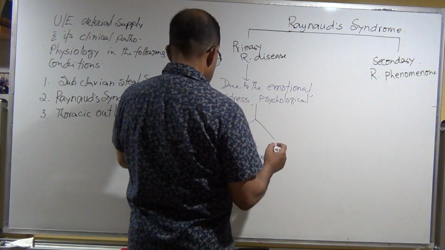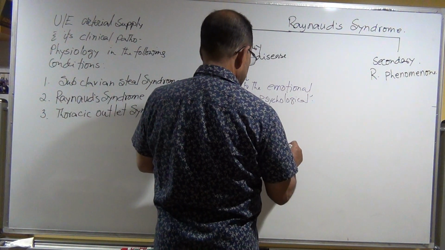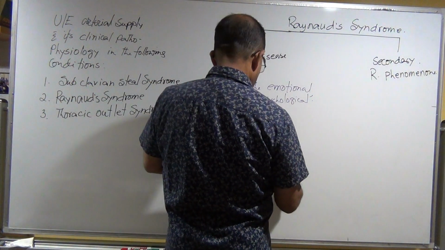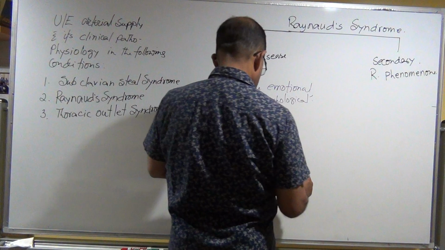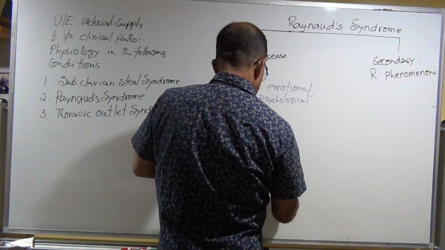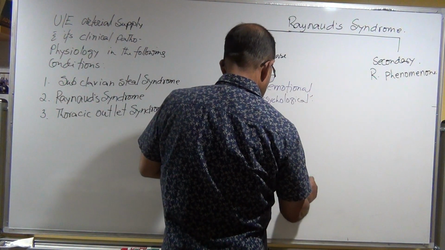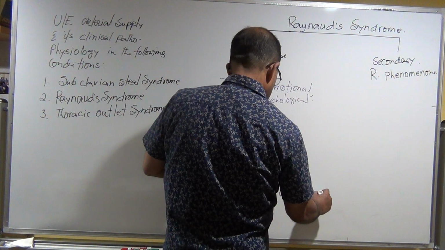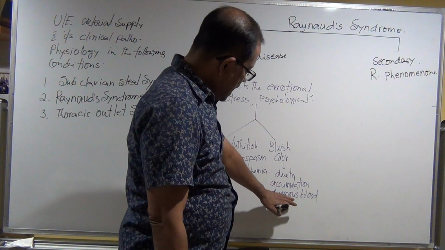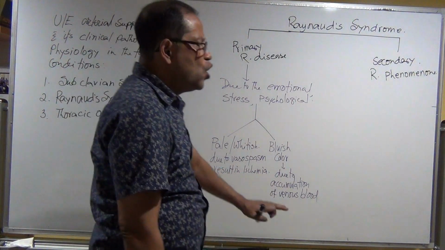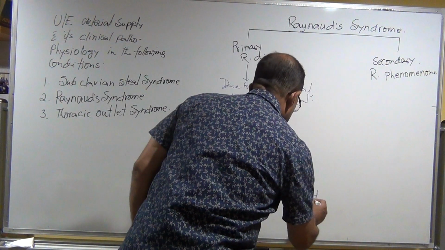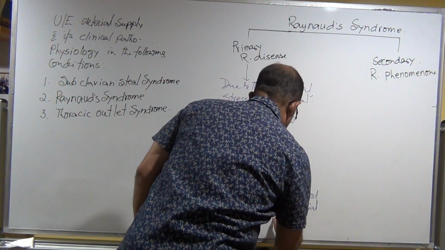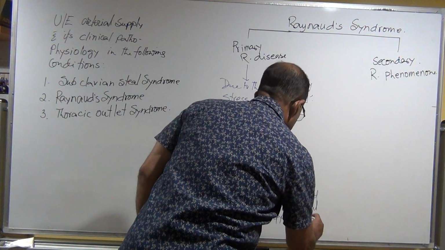The second one is bluish color. That bluish color is due to accumulation of venous blood, and because of the vasospasm, no new blood is going to the digit. Accumulation of venous blood and no arterial supply because of vasospasm.